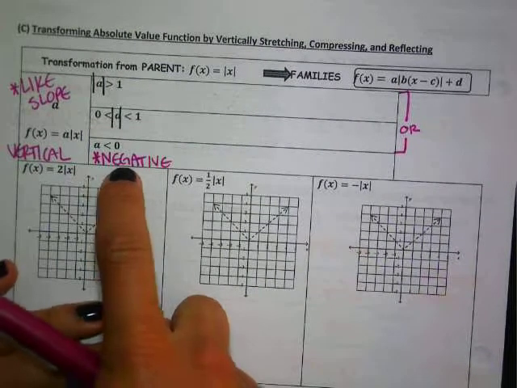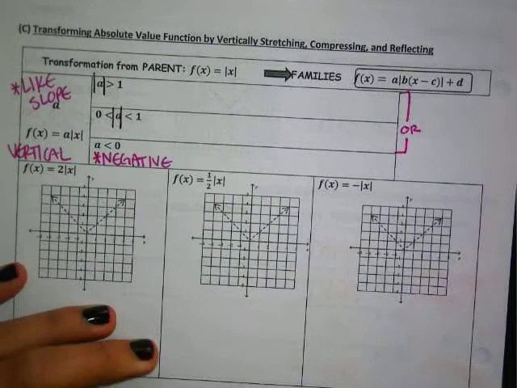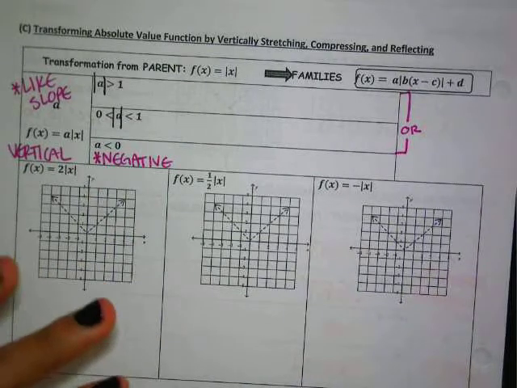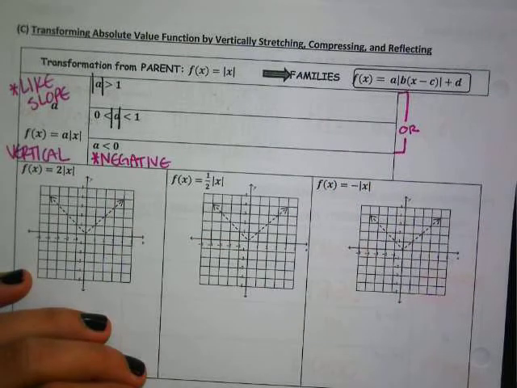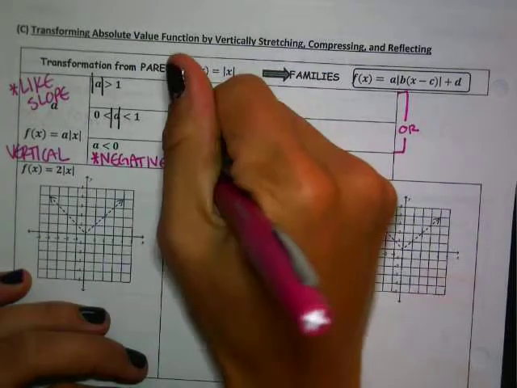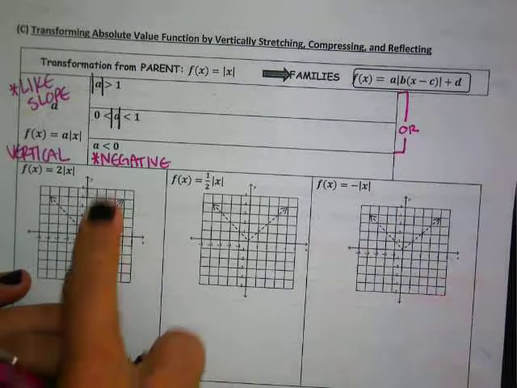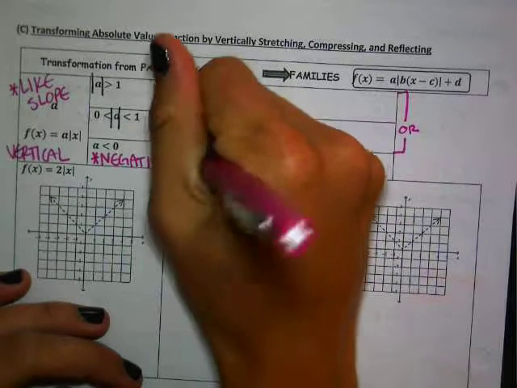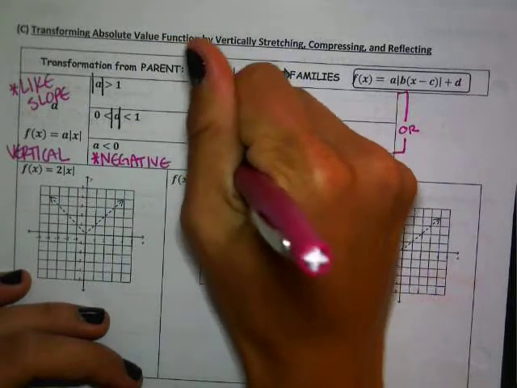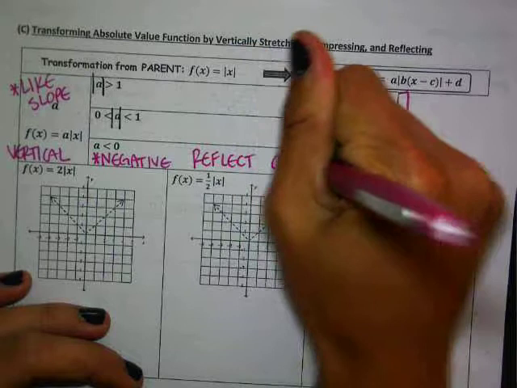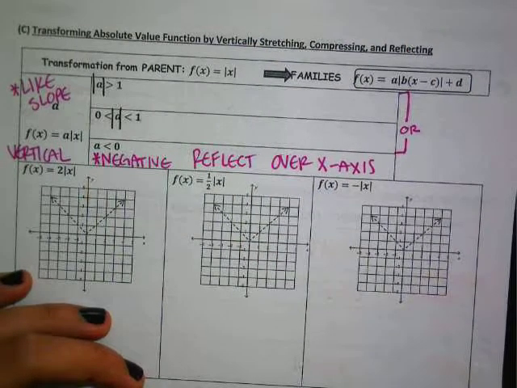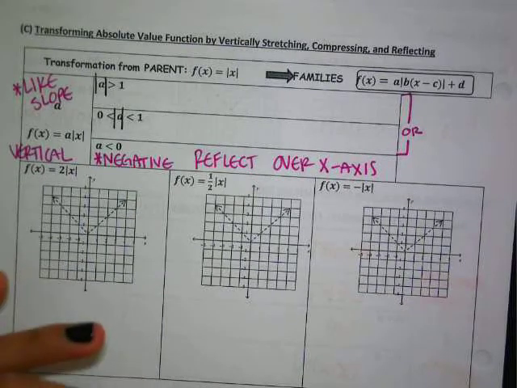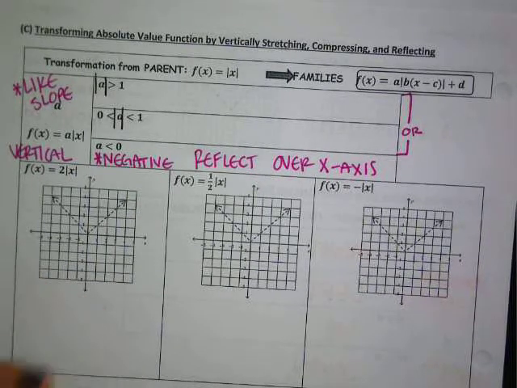If you have a negative A value, it is a translation all on its own. The negative sign is its own translation. Just wait for me to go through the table. If the A value is negative, that's a translation all on its own, and that translation is going to reflect over the x-axis. And so your function will be flipped upside down. So if your A value is negative, your function will be flipped. That is a translation all on its own.